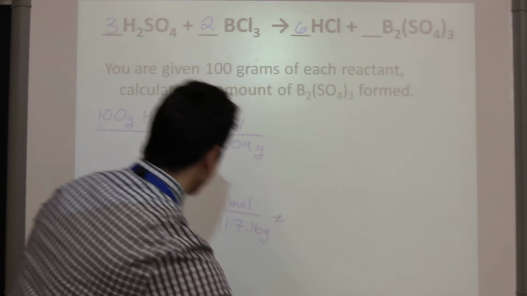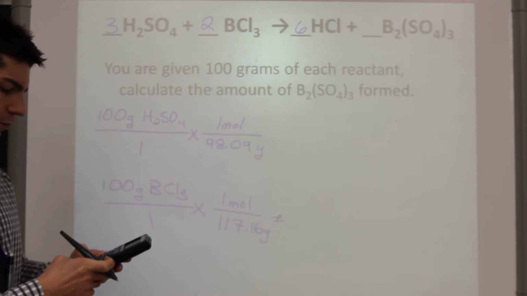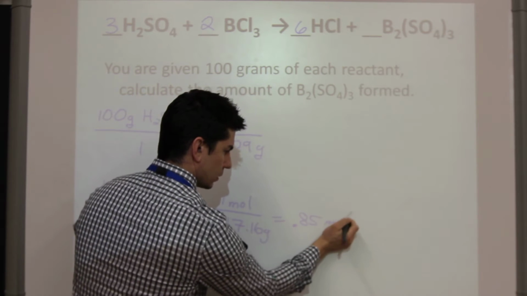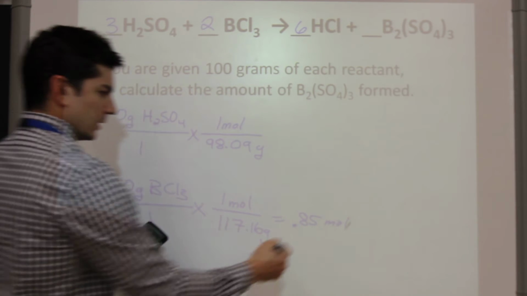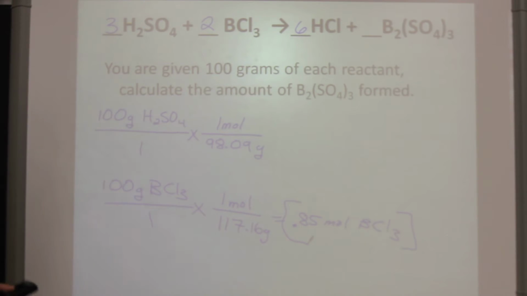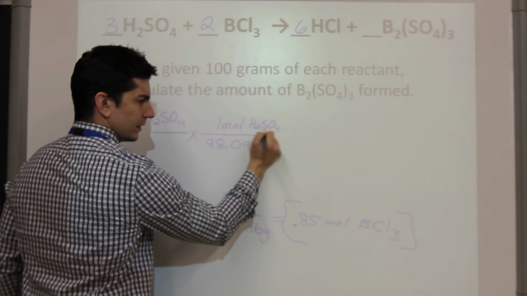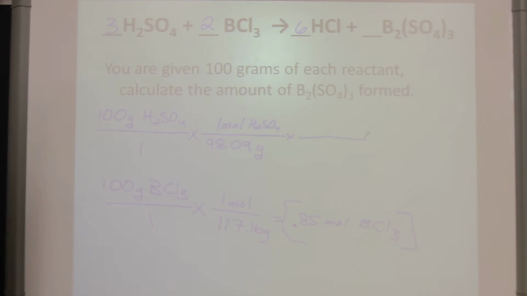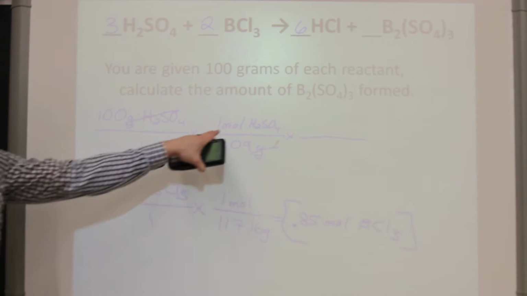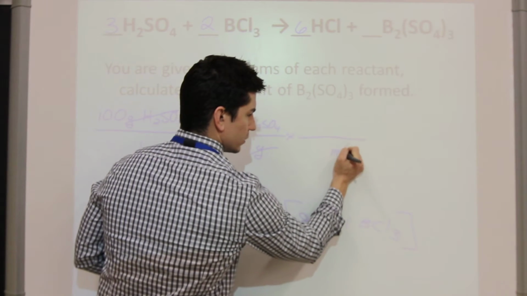So this one's already done. I just have to put in my calculator 100 divided by 117.16, and I get 0.85 moles of BCl3. So there's one part of it. The second part, now this one right now is in moles of H2SO4. We want them to be the same, so we are going to do a mole ratio. Now we already got grams of H2SO4 to cancel out. We need to get moles of H2SO4 to cancel out. So what we're going to do is we are going to put moles of H2SO4 on the bottom.